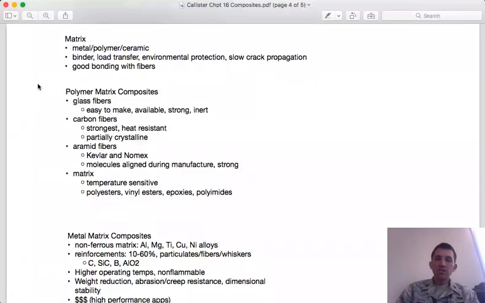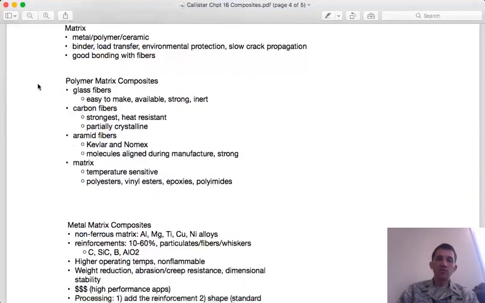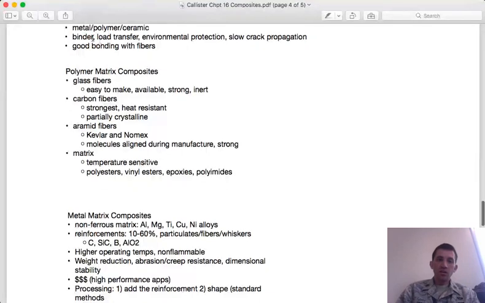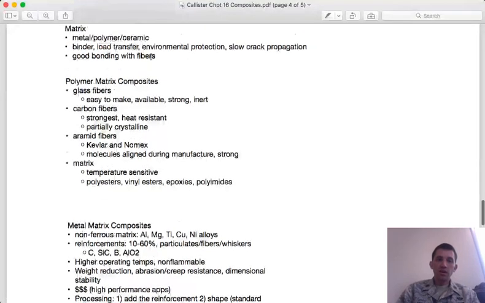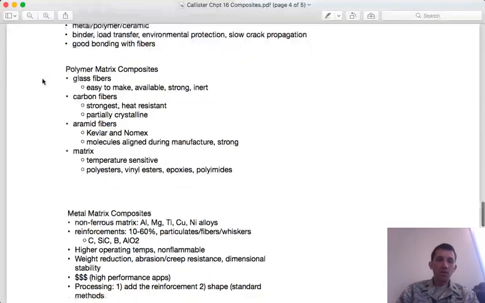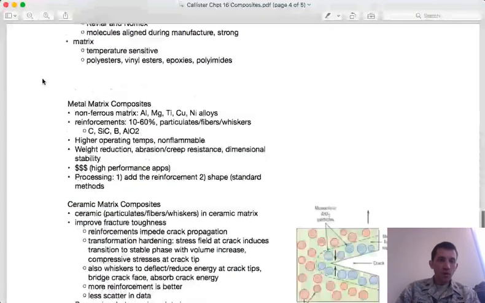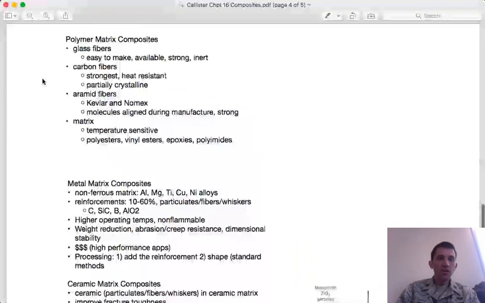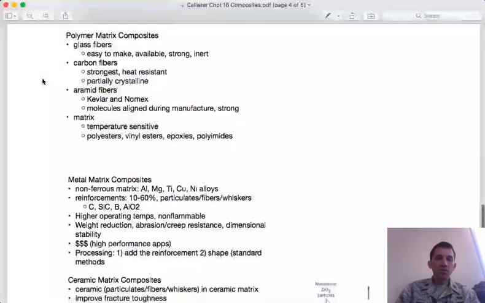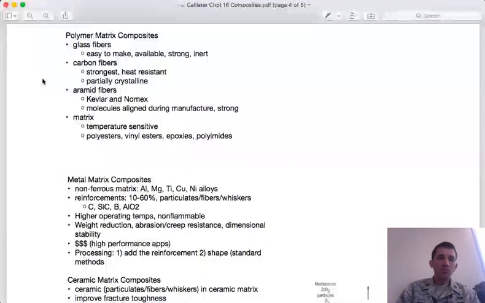In all cases, we're dependent upon good bonding with the fibers. If we don't have a good interface, then none of this, or less of this, will happen, especially this crack propagation and load transfer. If we don't have a good bond, that's not going to happen as effectively. Looking at these individually, probably the more common, at least by weight, is polymer matrix composites. And you can have different fibers.